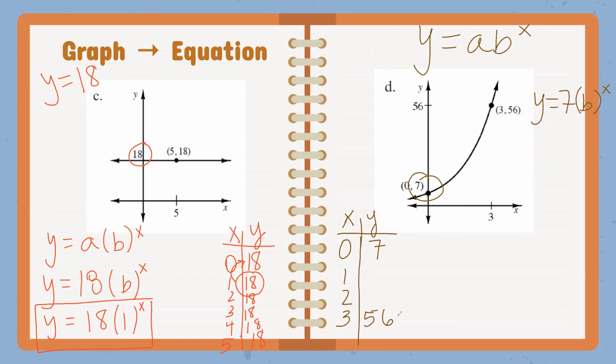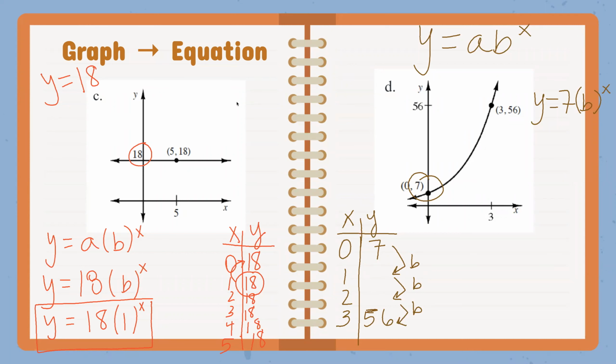Here, I can't just do 56 divided by 7 and call that my multiplier, because technically a multiplier is from one term to the next. I've got 7 times the multiplier gives me the first term. This term multiplied by the multiplier gives us this term, and that times b gives us 56. And we need to figure out what b is.